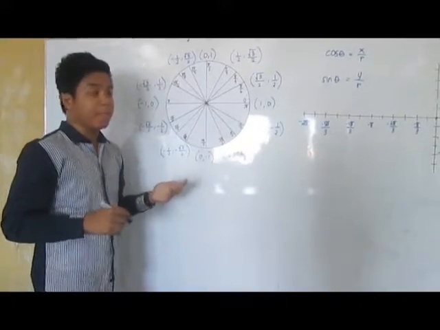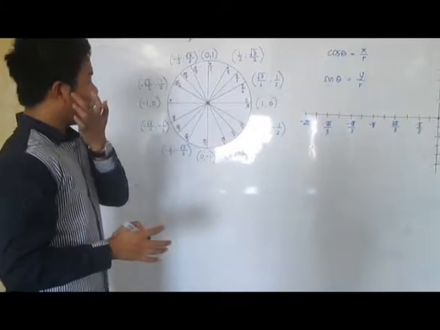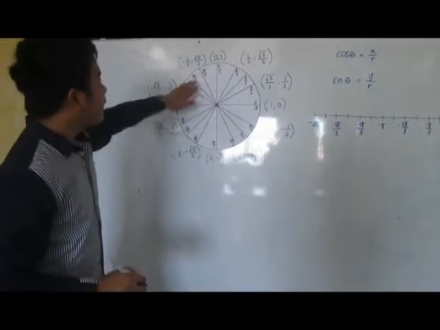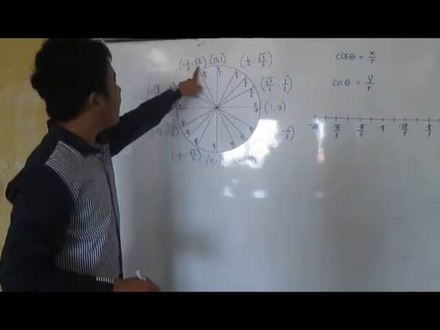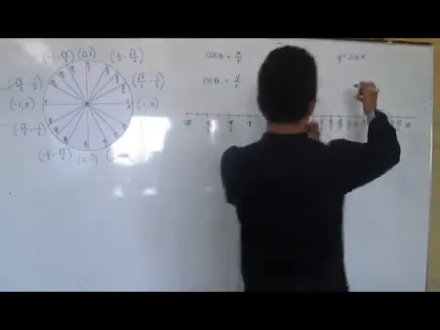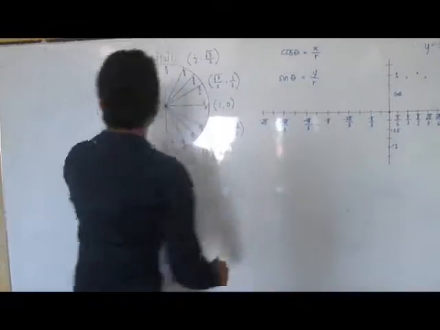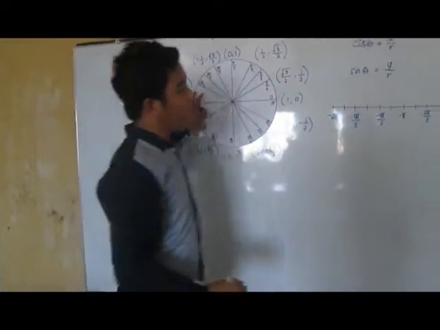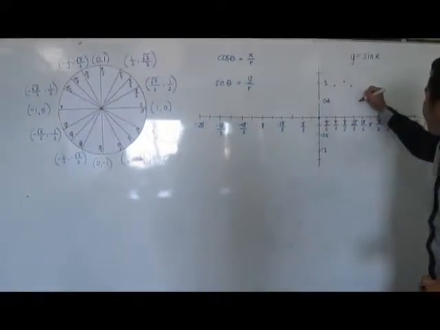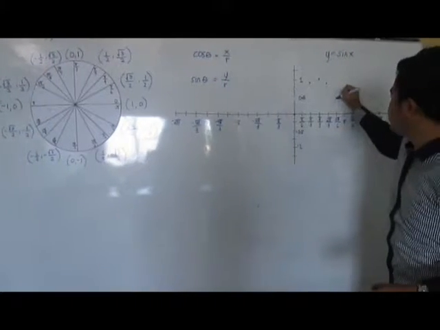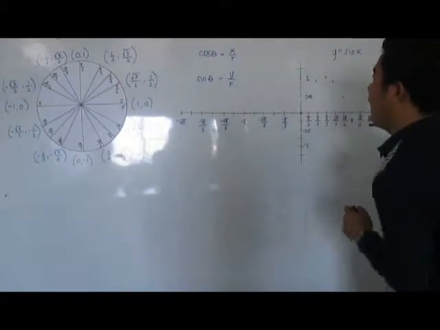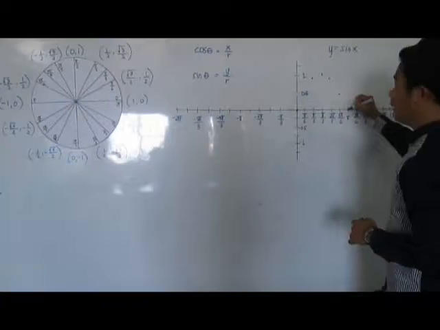the pattern just keeps on repeating. Now, let's continue what we have started earlier. At 2 pi over 3, our sine is square root of 3 over 2, so that's 0.87. At 5 pi over 6, y is 1/2, or 0.5. At pi, sine is 0.